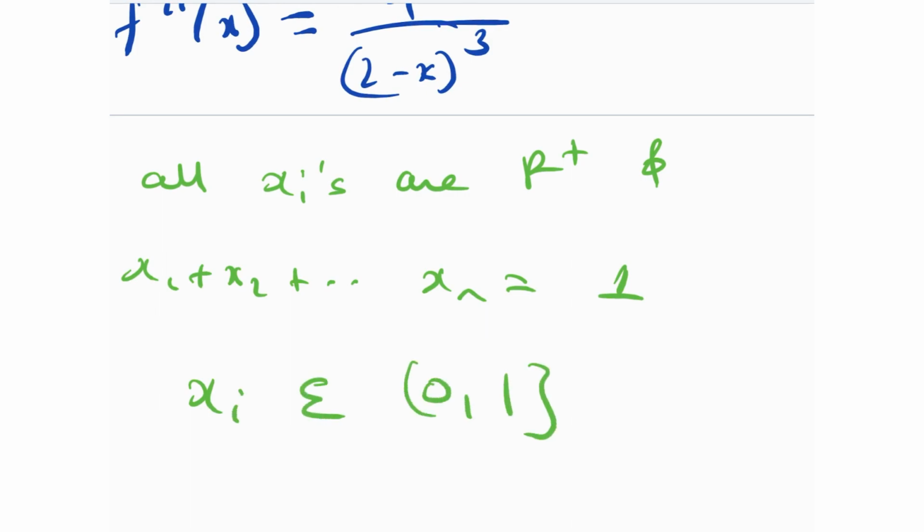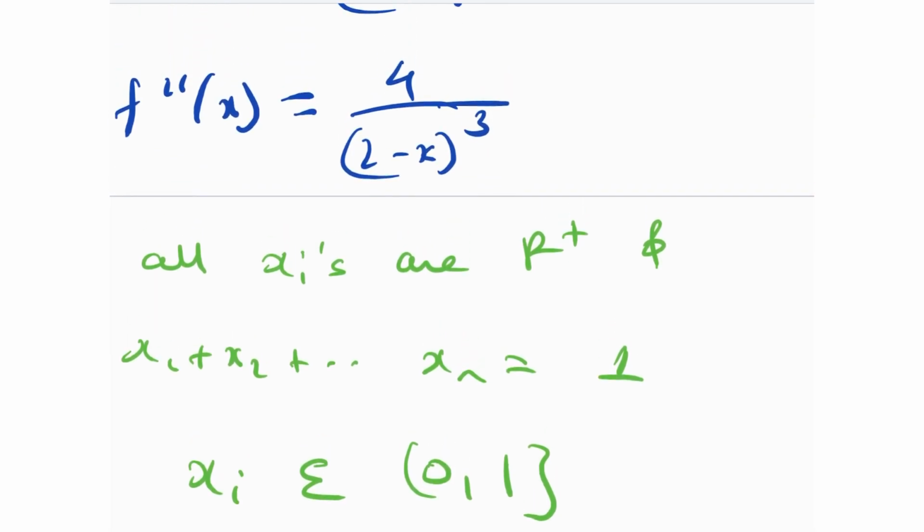Right? All the xi need to belong from 0 to 1 because, for example, 0.1, 0.15, 0.25 and so on and so forth. You can add all of these quantities and at the end you will get 1. You don't know how many of them, there are n quantities of course, but the summation of all these n quantities is 1. And they are positive real numbers. That means that they have to be from 0 to 1.